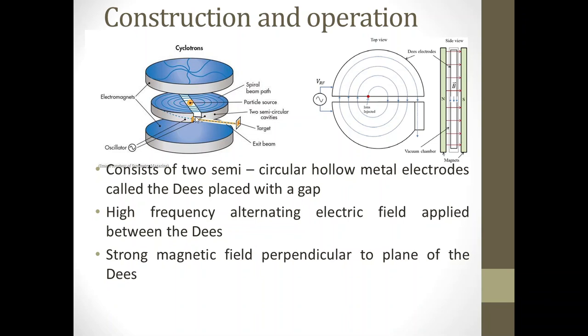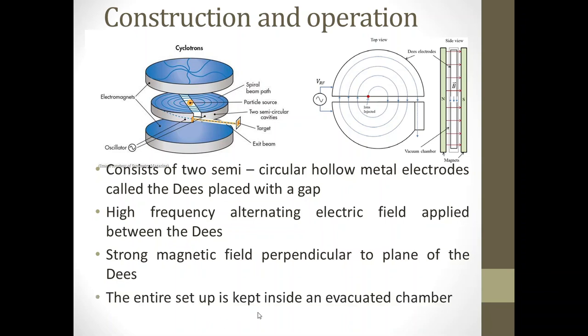Another point to note here is, I have put it down in words in the later slides, but here itself I am talking about when the particle is inside the D, this is a metallic chamber. From electrostatics we know that inside a metallic chamber, the electric field is zero. So the particle does not experience any electric field when it is inside the electrode. The only place where it experiences the field is in the gap between the two Ds.